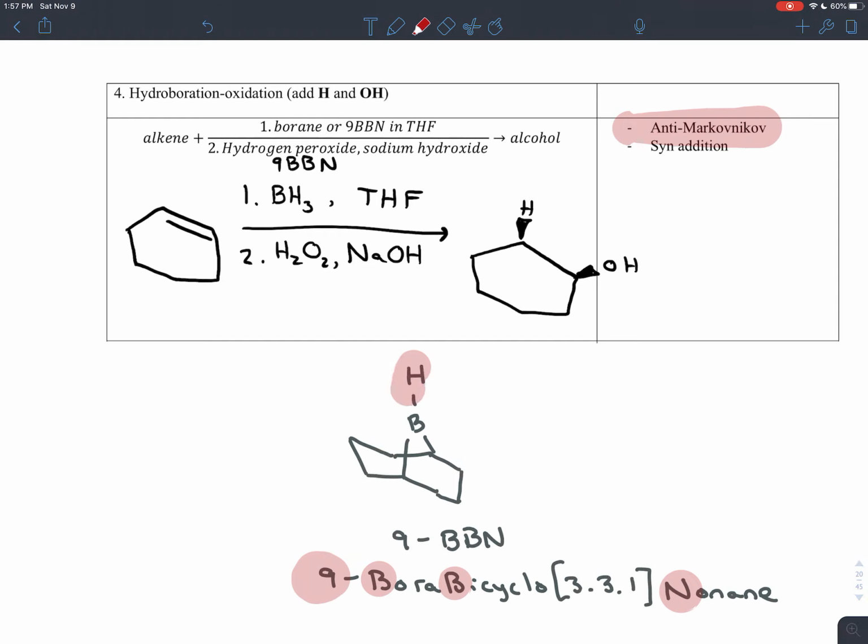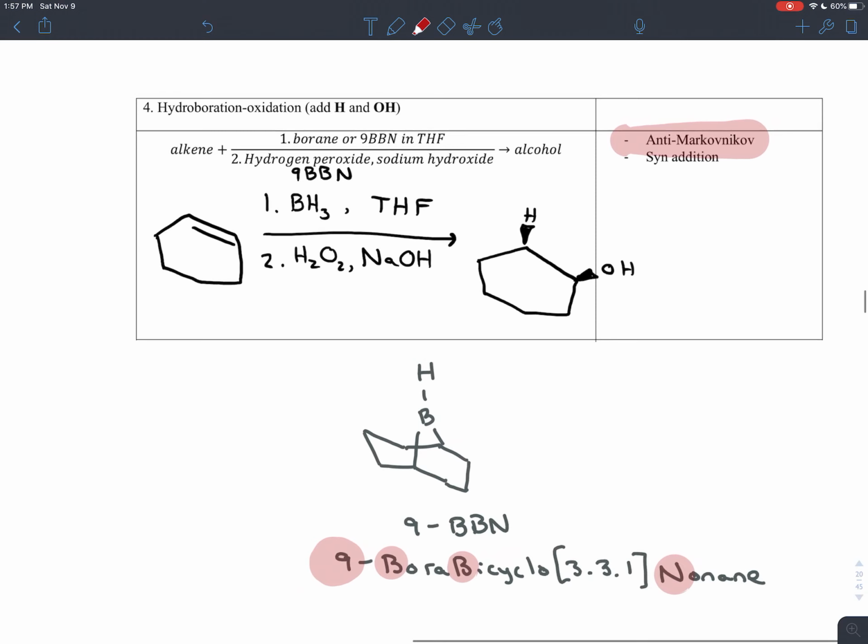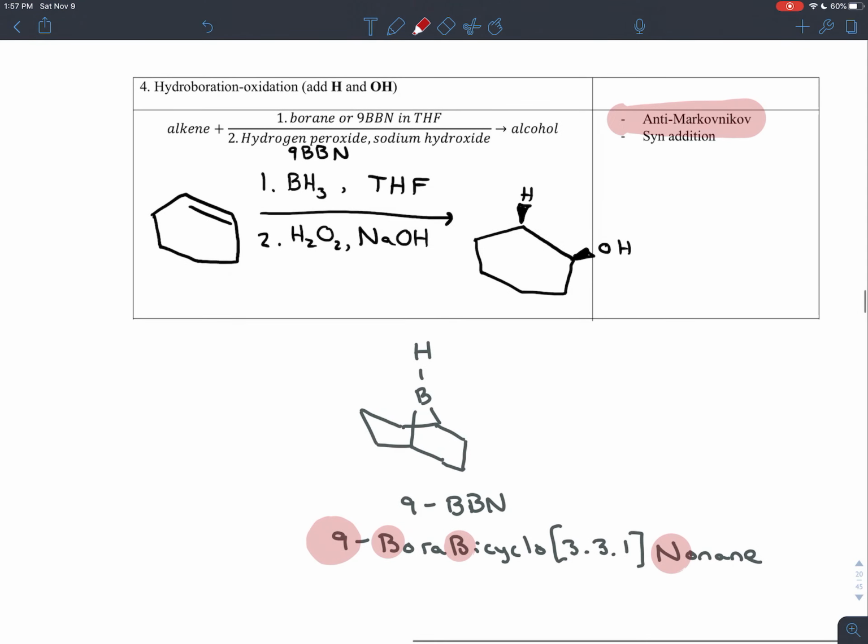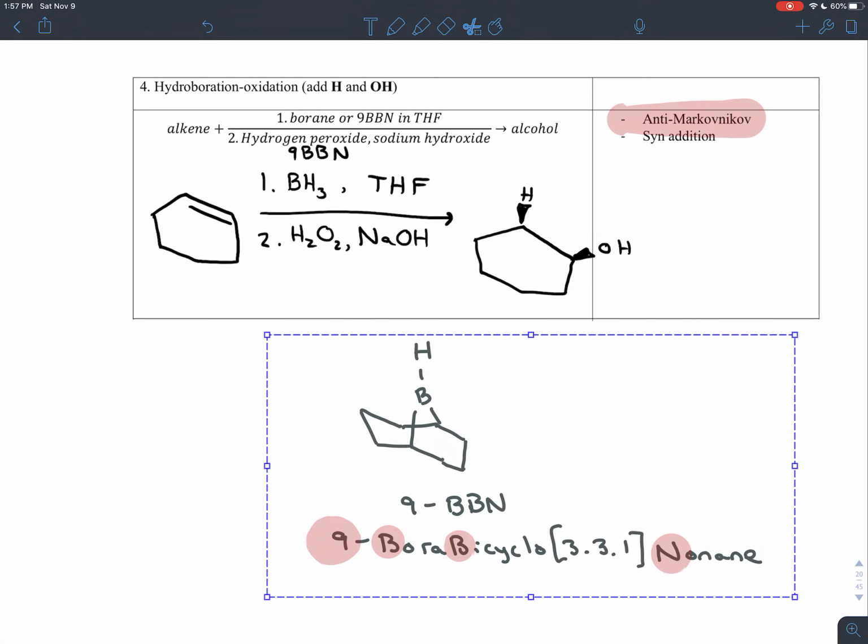Notice that it still has the hydrogen and the boron. The hydrogen is the less crowded place, so it'll go to the more substituted carbon. The boron is in a really crowded place, so it'll go to the less substituted carbon. And this will come back again in the next chapter on alkynes. 9-BBN will have a particular use. But for now, we can recognize it as maybe a safer alternative to borane.